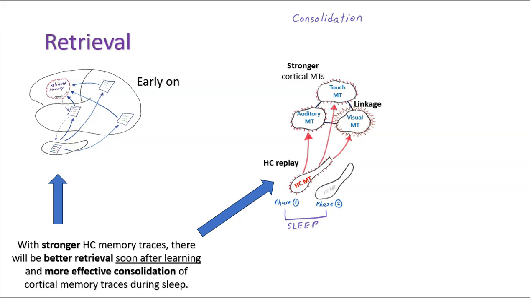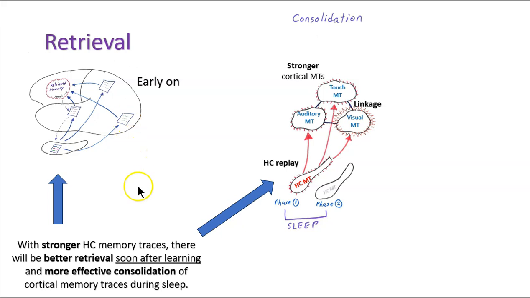And again, the importance of this is that with stronger hippocampal memory traces, there will be better retrieval soon after learning. Over here on the left, you'll recall from a previous lesson that we need the hippocampal traces to retrieve recently learned information precisely because the cortical memory traces are weak. If we don't have a hippocampus like HM, the cortex just can't find and activate these weak memory traces. We need our hippocampus to access recently learned information.